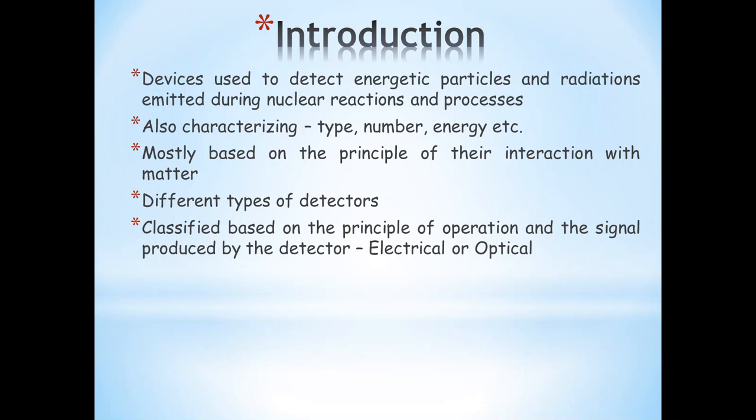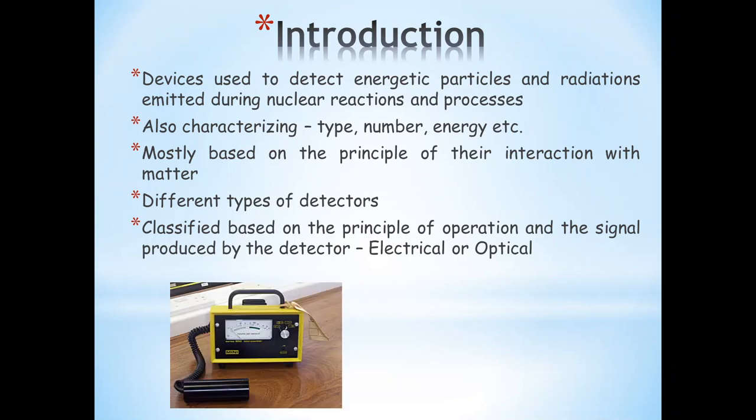The signal can be either electrical or optical. In the case of electrical detectors, the final signal that is produced is in the form of an electrical impulse, a current pulse, which is detected. Optical is where a visible signal is produced. So they can be broadly classified into two types, electrical or optical. For our part of the syllabus, we will be talking about electrical detectors.